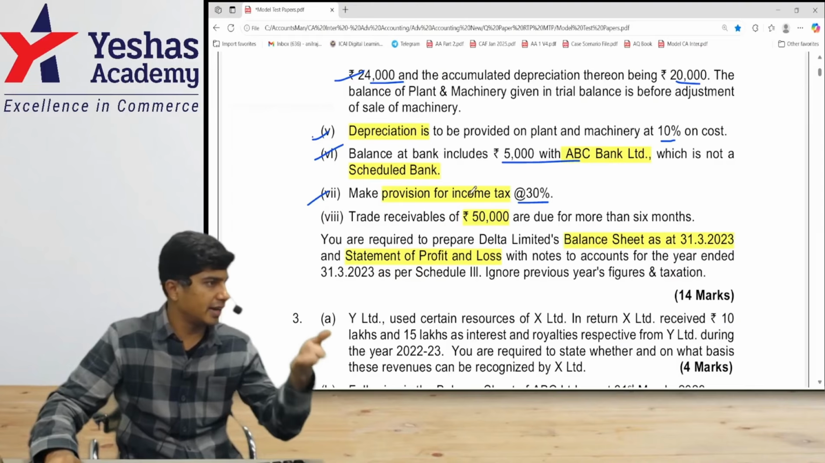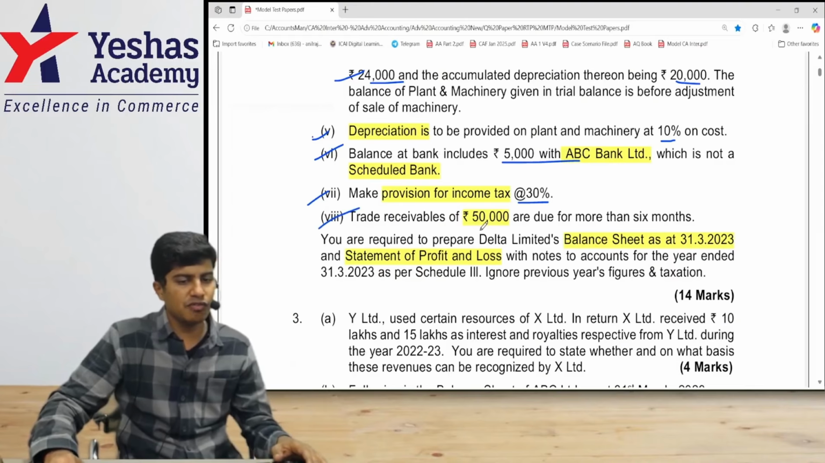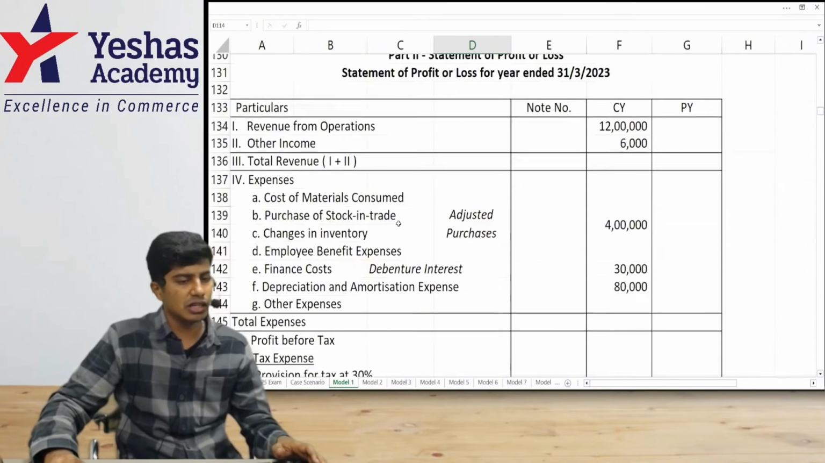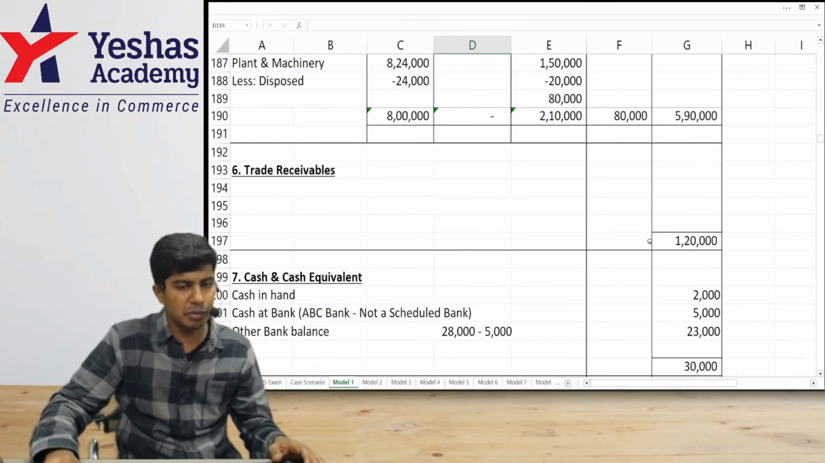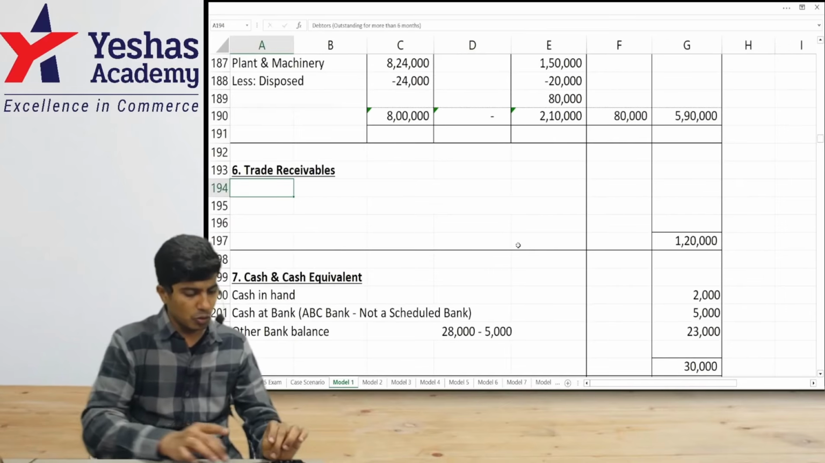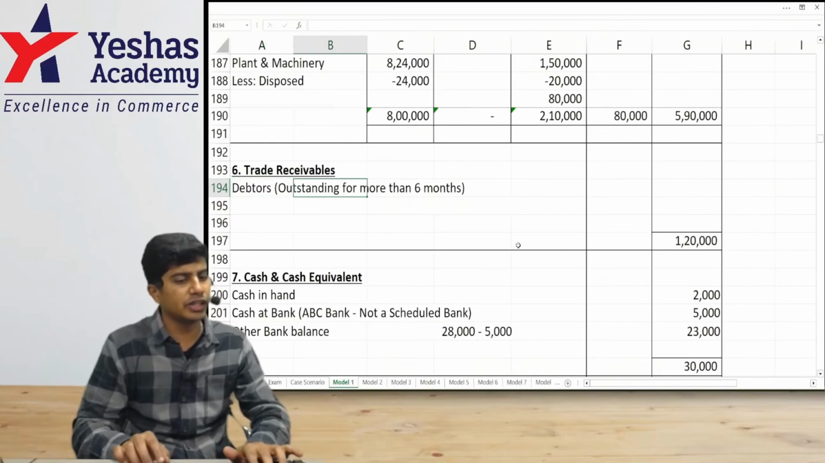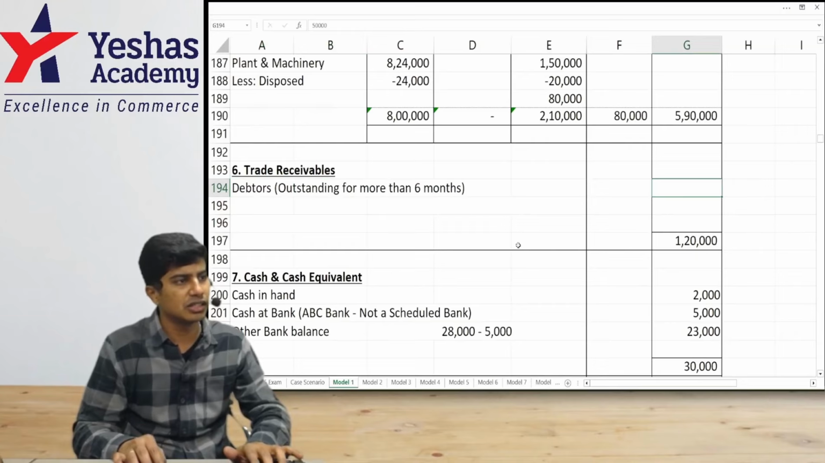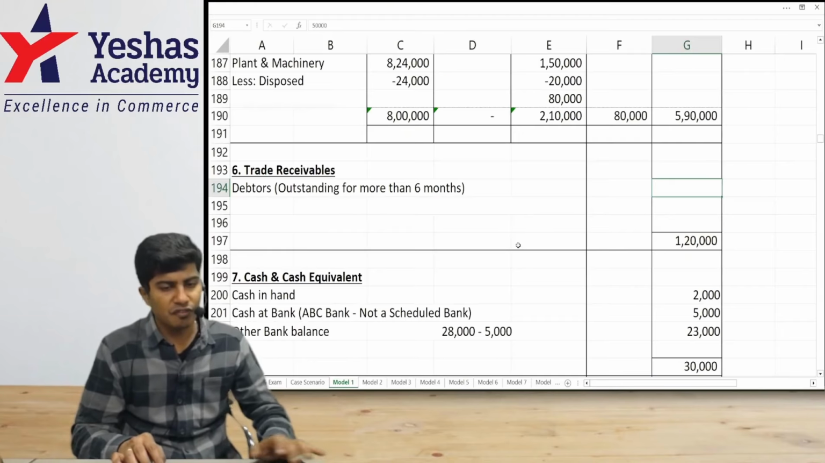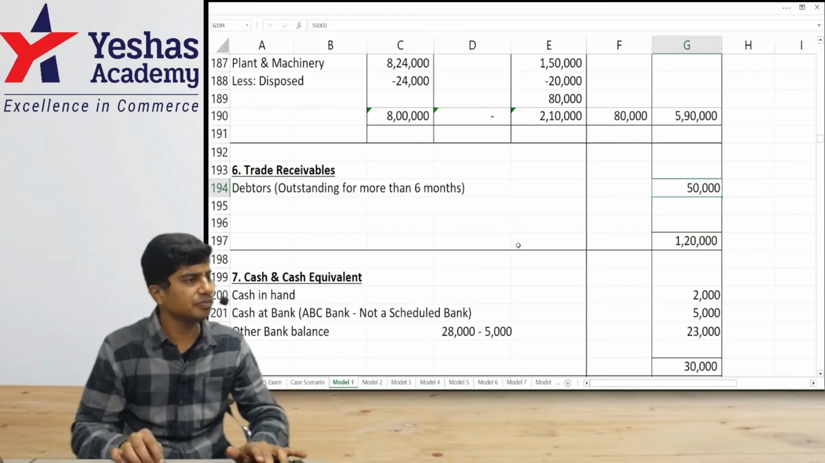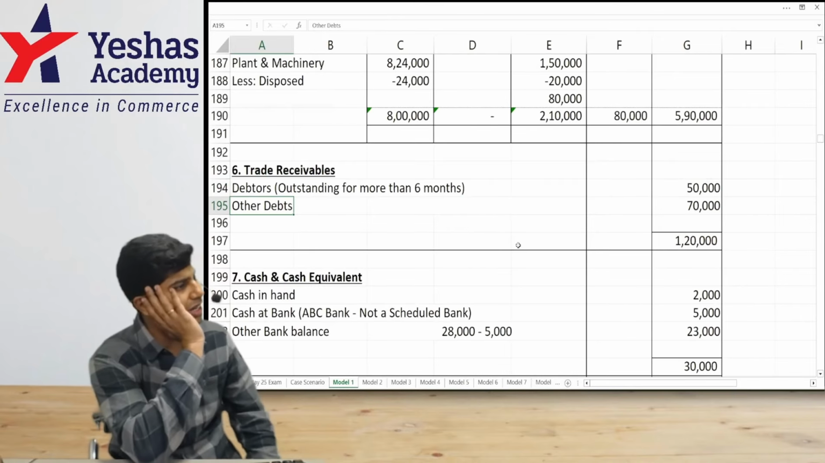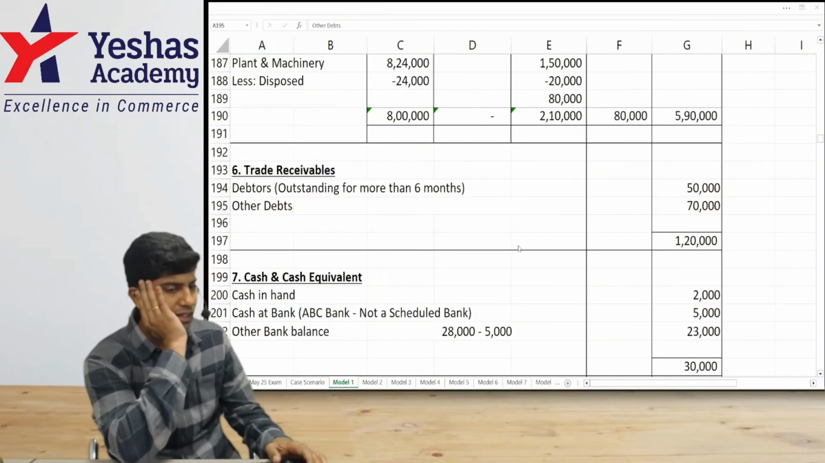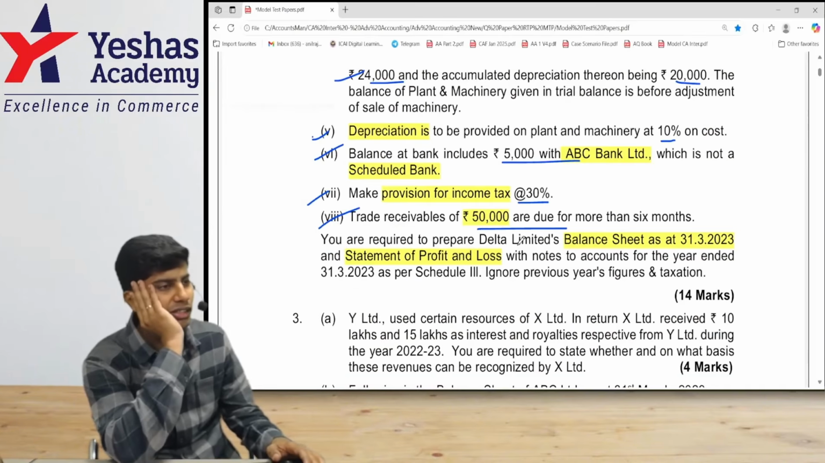Yeah. Then next item. This I can do only at the end. Okay. Then trade payables 50,000 is due for more than 6 months. We have already prepared one trade receivables note. Have you already prepared 120? In this, I am going to tell how much it is outstanding for more than 6 months. How much? 50. 120 minus 50? 70 is outstanding for less than 6 months or other debt. Got it? By this, I have covered all eight adjustments.